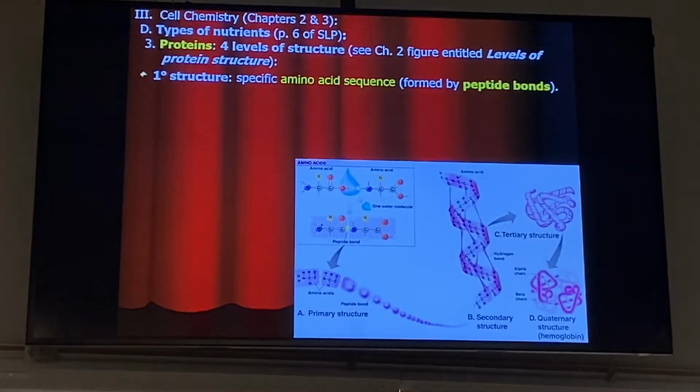Okay, if you have the sheet that has the essays, you should pull that out. Got it on Monday. And you want to look at the very first one, number 1. The 4 levels of protein structure. It is copied and pasted from this slide. Primary protein structure, that's the 1 degree. Primary protein structure is for my peptide bonds. It's the specific order of the amino acids.